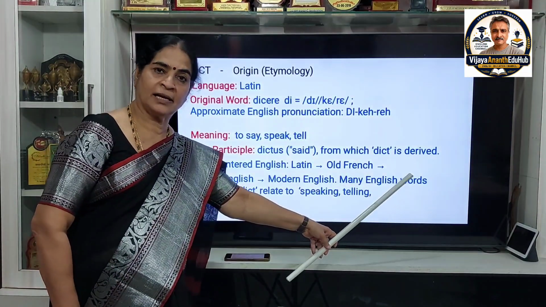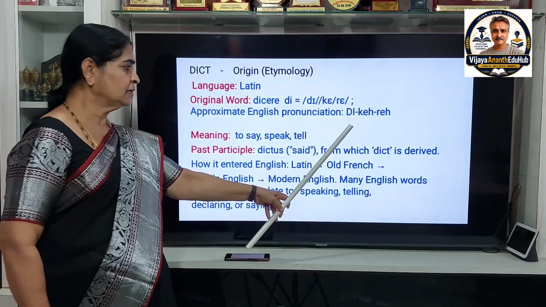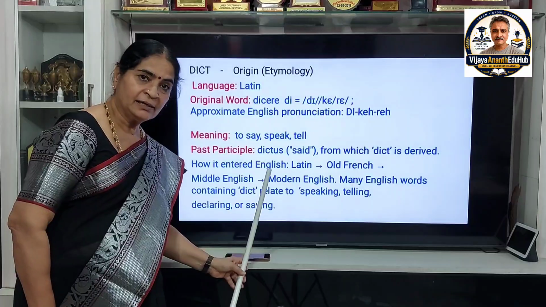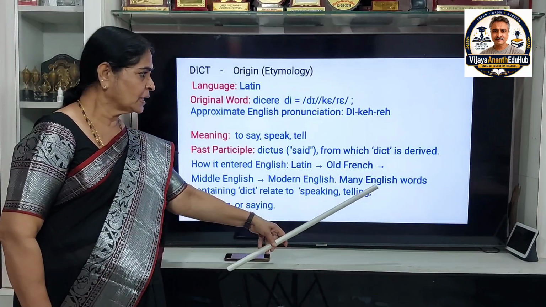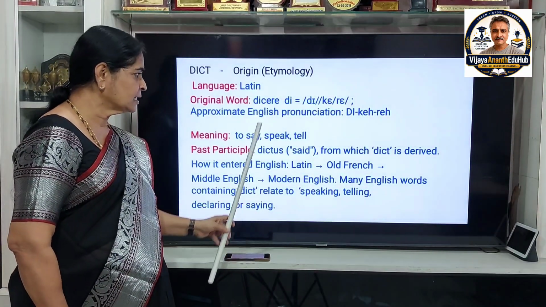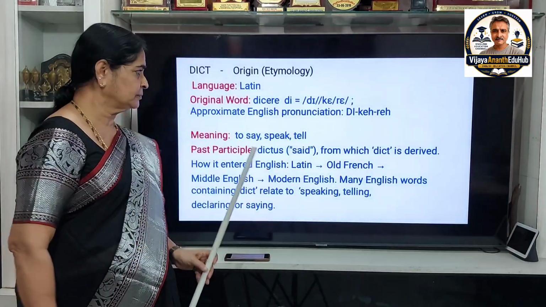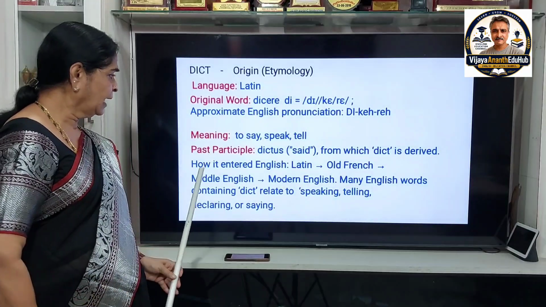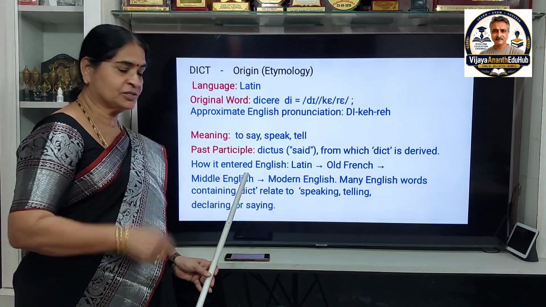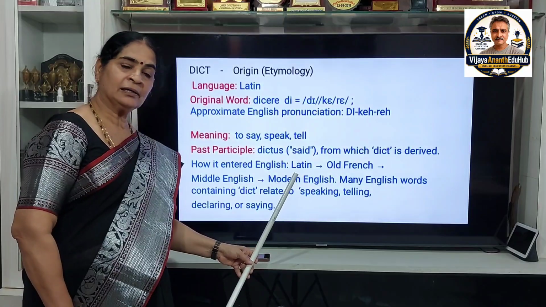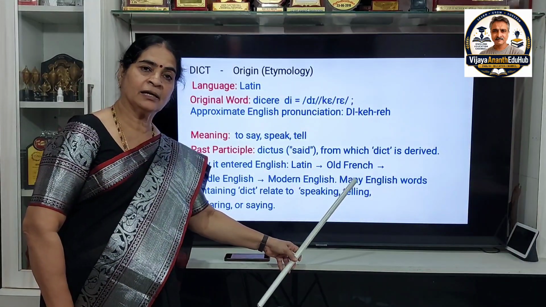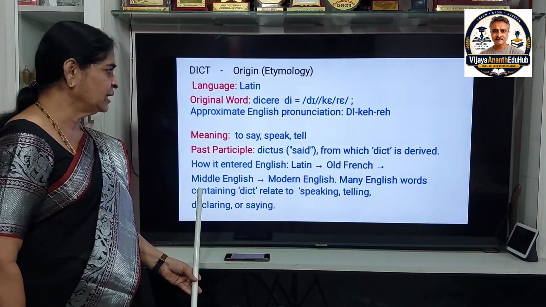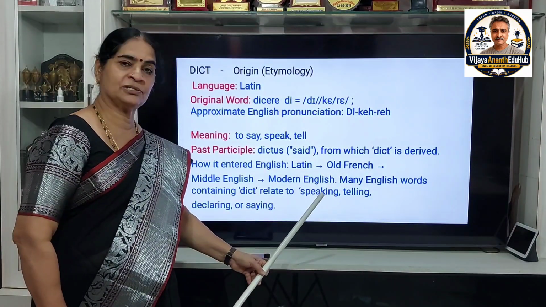So from which is dict derived? The basic word is dicere. The past participle of this dicere is dictus. From dictus, dict is taken. And these two words, dicere and dictus, belong to Latin language, from which dict is taken. And this word entered English. From Latin, it was taken by Old French, and then it moved on from Old French to Middle English to Modern English.